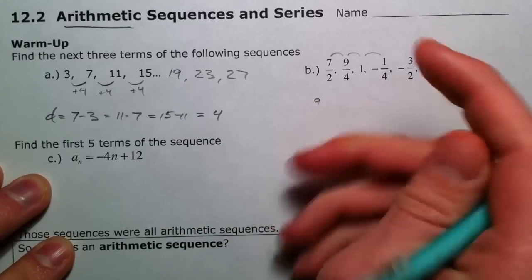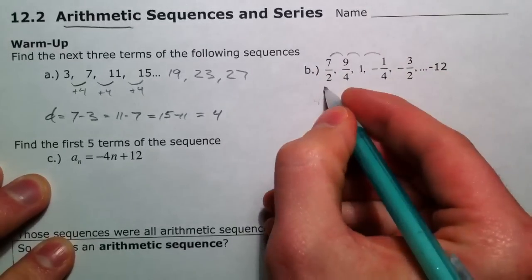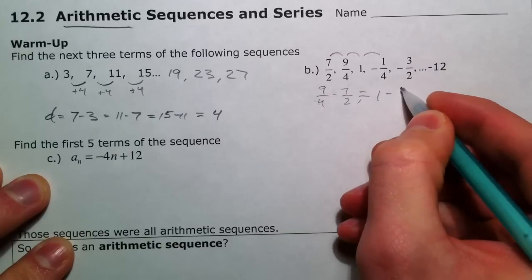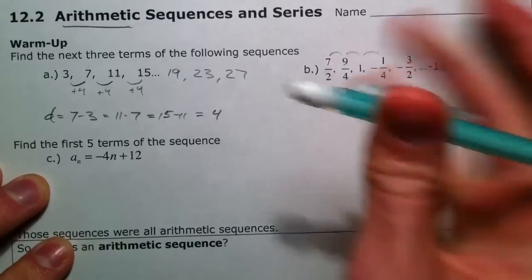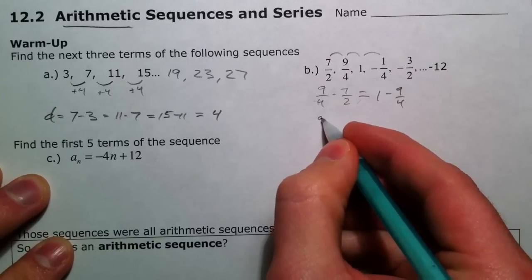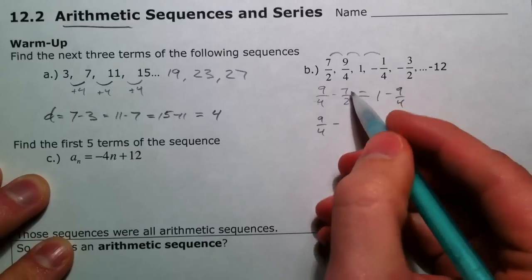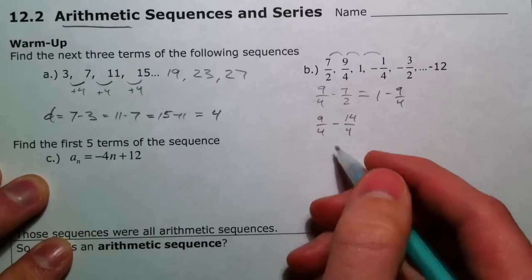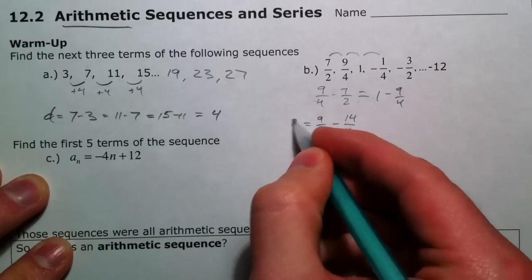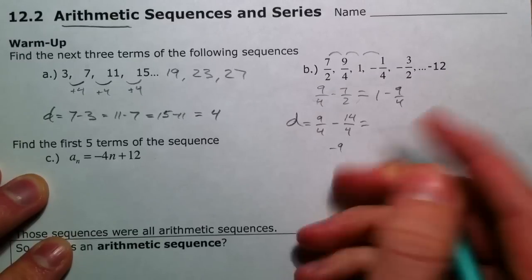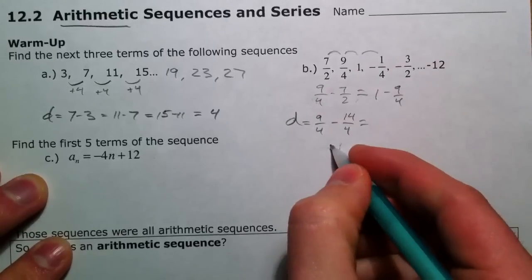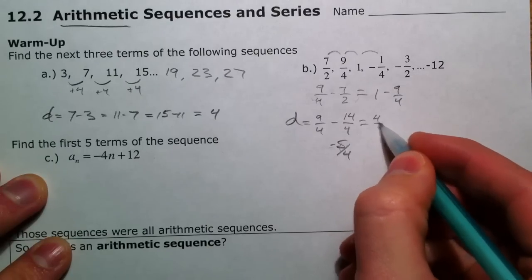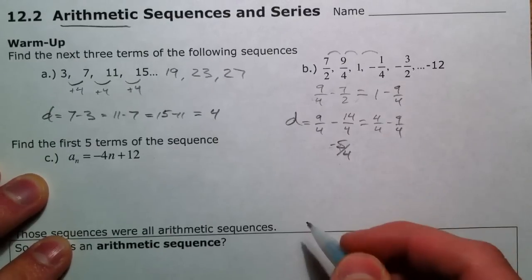And so let's do 9 fourths minus 7 halves. And that should be equal to 1 minus 9 fourths. And we'll just see that those two are equal and trust that the rest are. So 9 fourths minus 7 halves, we need a common denominator. So we're going to multiply by 2 over 2 to get a common denominator of 4. So 9 minus 14 over 4 would give us negative 5 fourths. And then 1 minus 9 fourths is 4 fourths minus 9 fourths, and that also gives us negative 5 fourths.